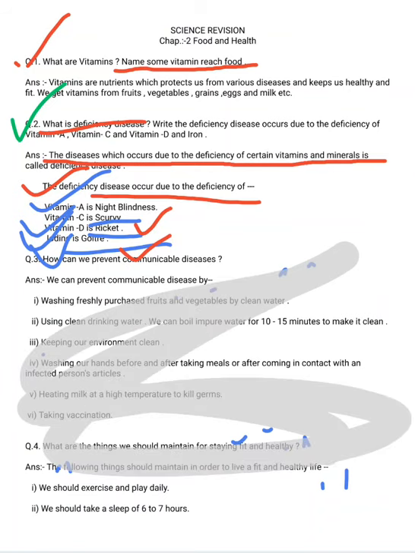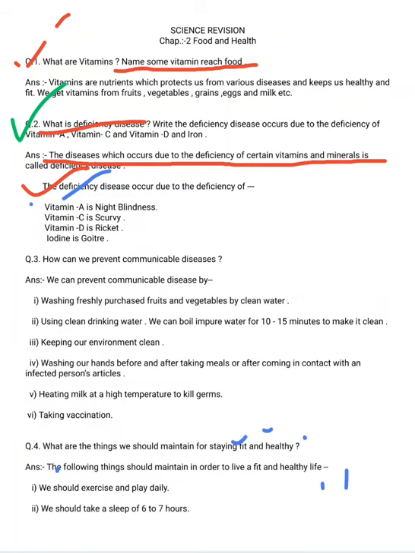So moving to the next question. The next question is, how can we prevent communicable diseases? There are a number of diseases which transfer from one person to another through different ways. These diseases are also called infectious diseases. That means when a diseased person coughs, sneezes, or spits, or releases germs or microbes in the atmosphere, if we touch these things, we can get these diseases.